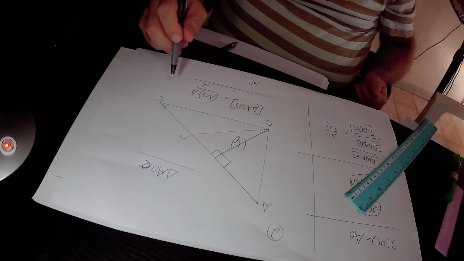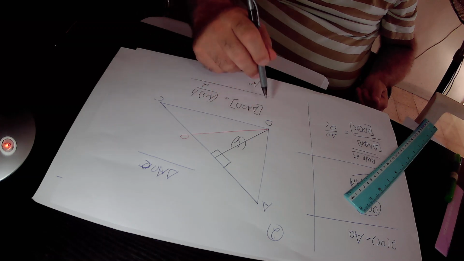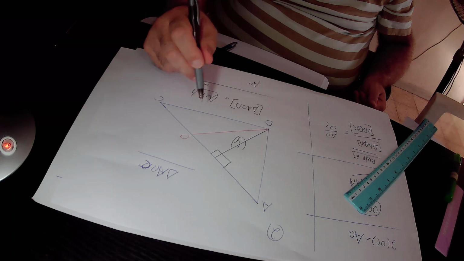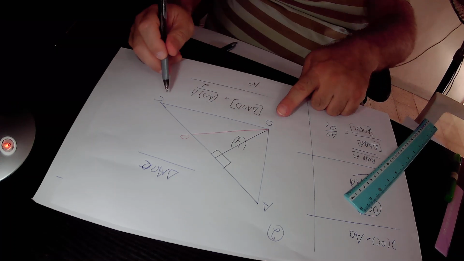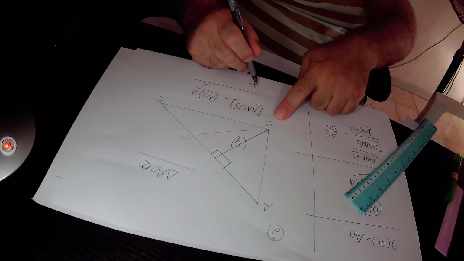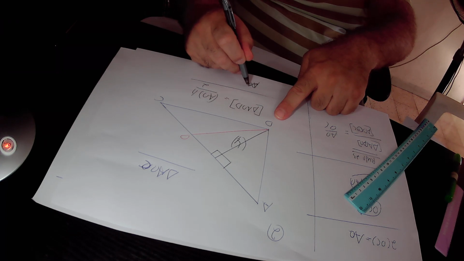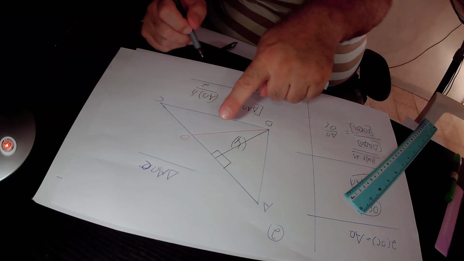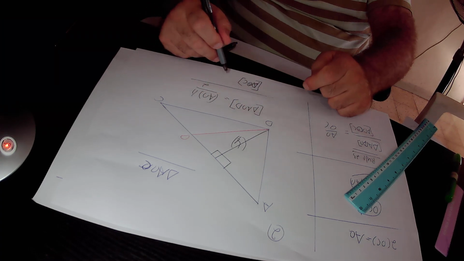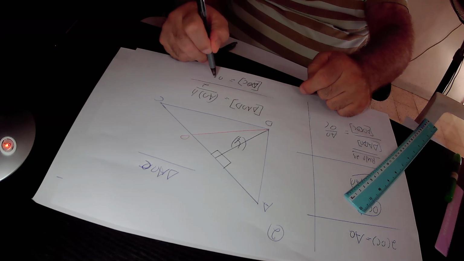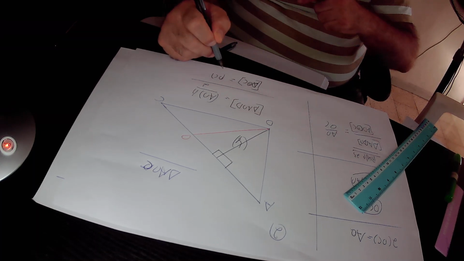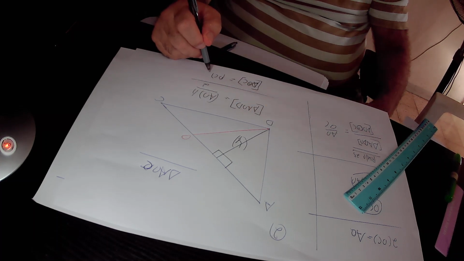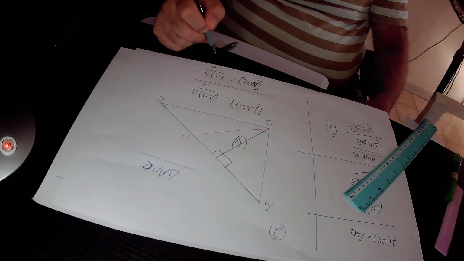So what is the area of this triangle COD? The area of triangle DOC is equal to the base, that is actually OC, times the height. They have the same height, that is h, divided by 2.